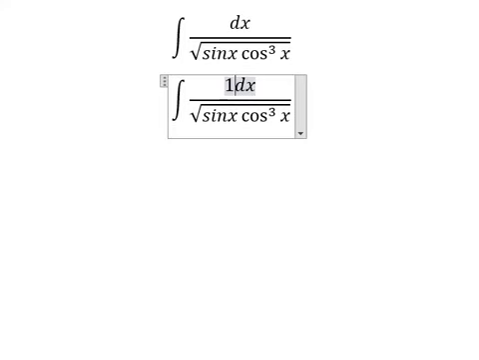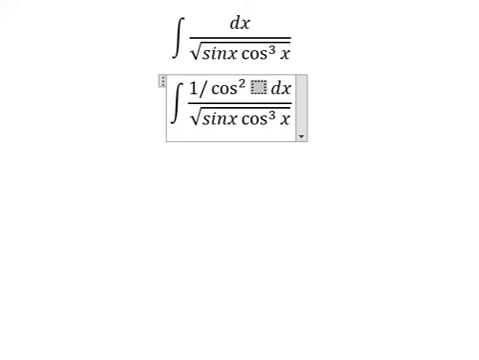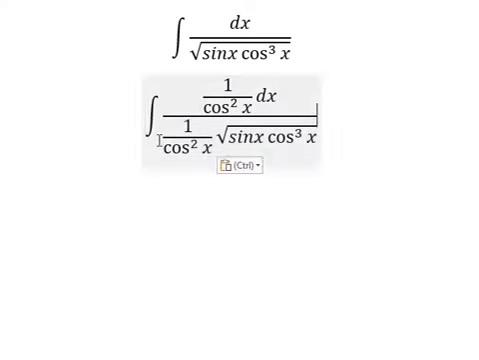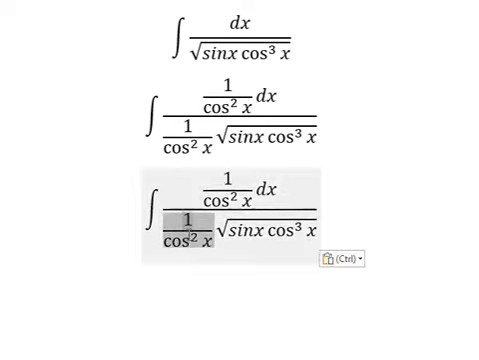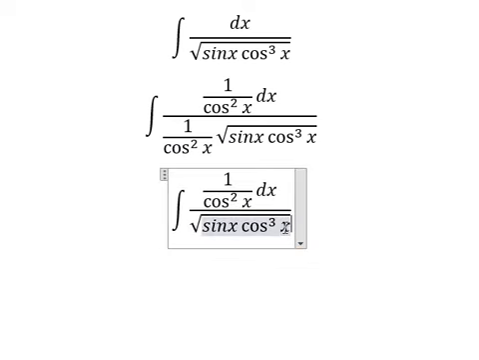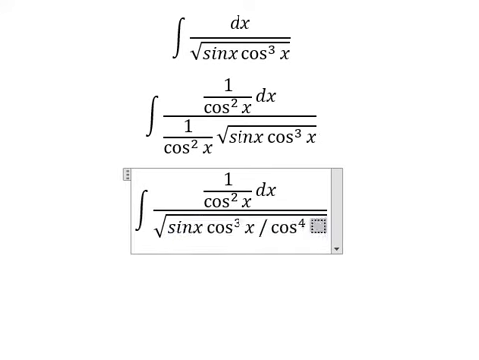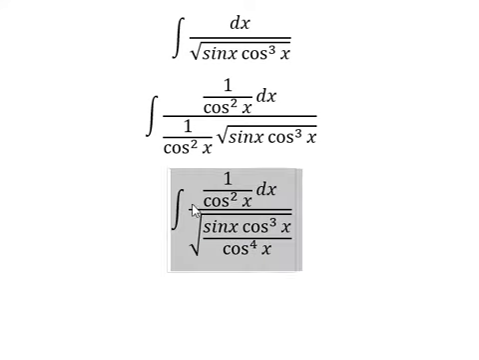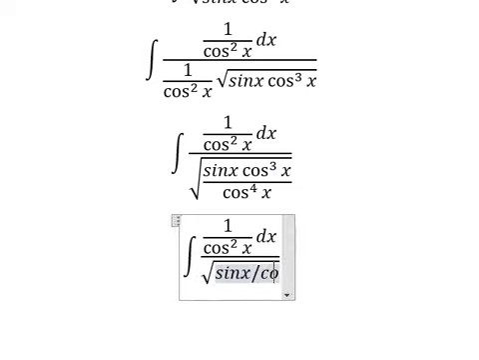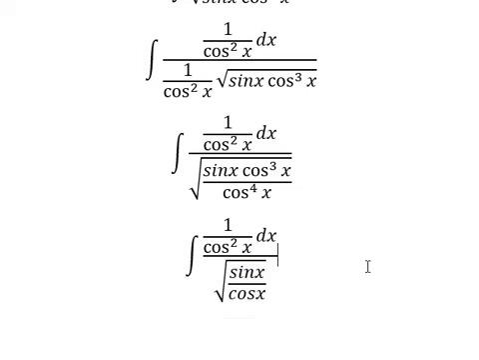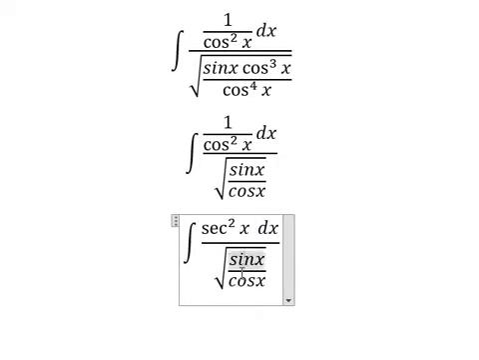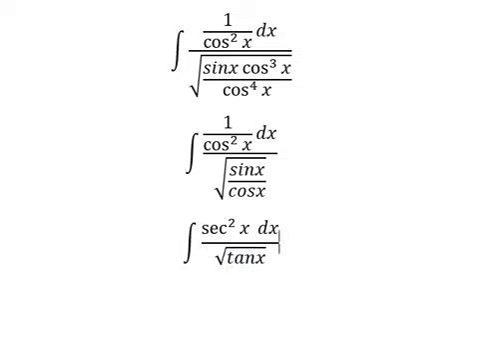I will put 1 over cosine x squared on the numerator and denominator. So if I put this inside the square root, we have cosine x to the power of 4. We simplify this and we have sine x over cosine x. This one we change to secant of x squared, and this one we change to tan x.